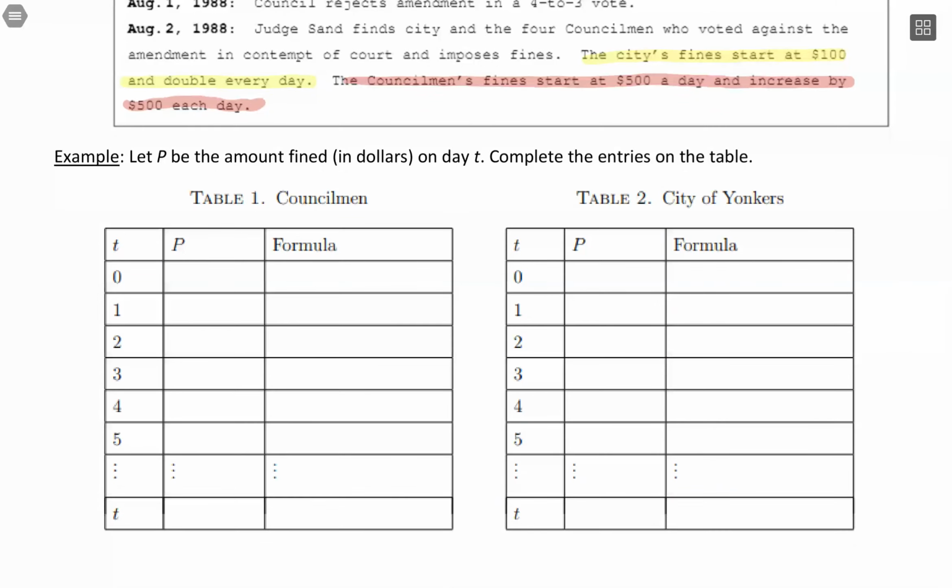So with the councilmen, it starts at $500 and increases by $500 each day. On day 0, they are being charged $500. Then a day passes and they get another $500 added on. And then another $500 added on, just increasing by $500 each day.